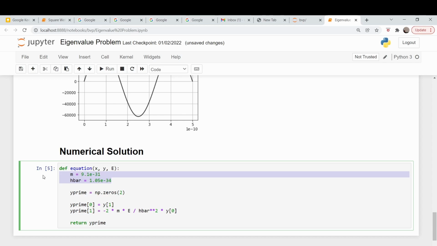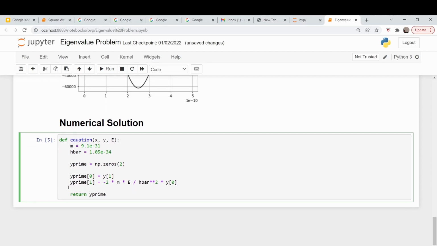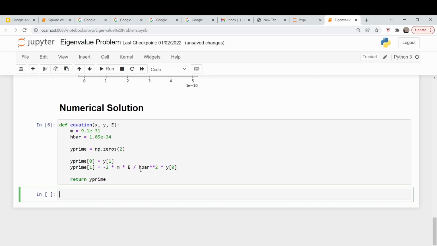For whatever reason, I hard-coded the mass and h bar into the function directly rather than passing them in as parameters. Again, this is a second order differential equation, and solve IVP only does first order equations. So we transform our second order equation into a system of two first order equations. We've done all of this before. It's pretty straightforward. So let me just run the cell so we have our function.